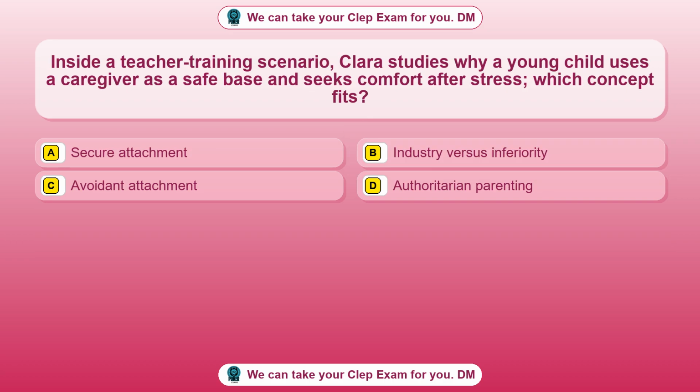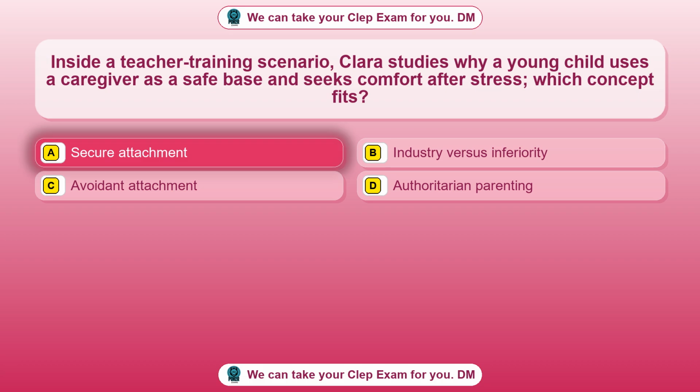Question 84. Inside a teacher training scenario, Clara studies why a young child uses a caregiver as a safe base and seeks comfort after stress. Which concept fits? Option A, secure attachment. Option B, industry versus inferiority. Option C, avoidant attachment. Option D, authoritarian parenting. The correct answer is option A, secure attachment.